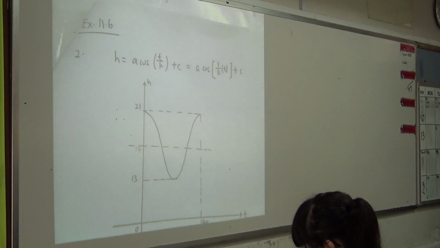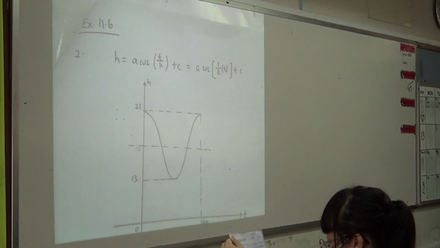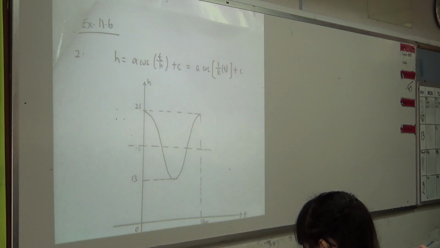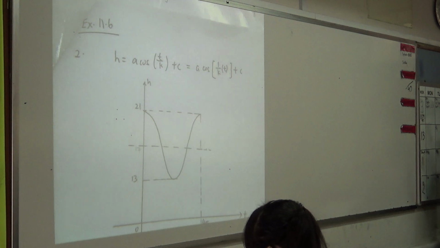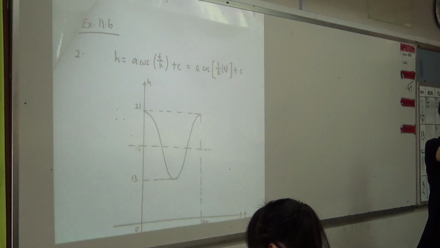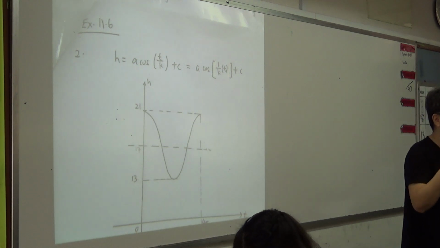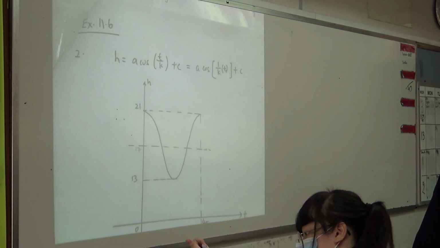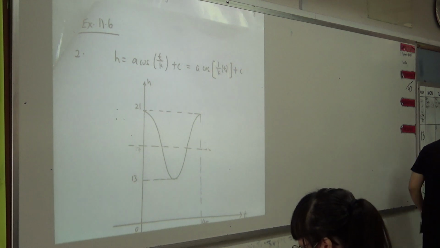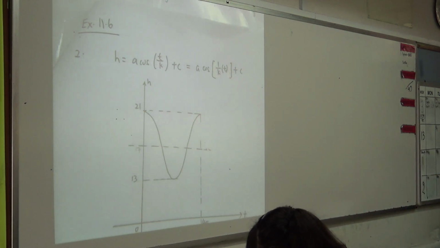21 meters at high tide and 13 meters at low tide. The time between successive high tides is 4 pi hours. Now, successive high tides means it's one cycle. Understand? That means the period is 4 pi hours. You get it? Okay? Now, what did they say? Find the values of A, C, and K.